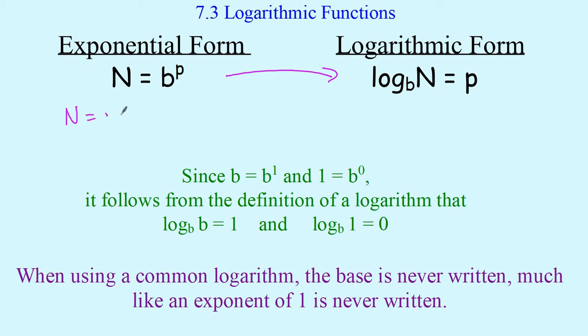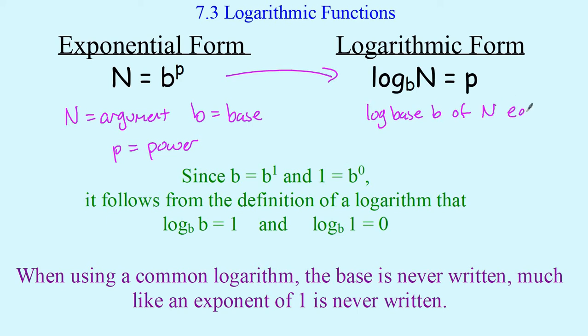N represents the argument, what it equals here. B represents the base, and P represents the power. So how we say it in log form, we say log base B of N equals P. Whatever that B is, whatever that N is, whatever that P is. So log base B of N equals P.